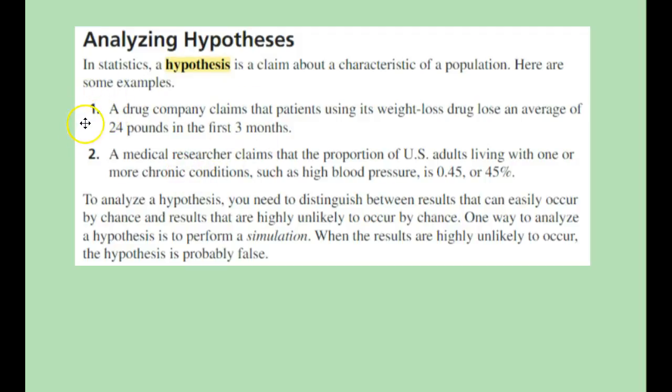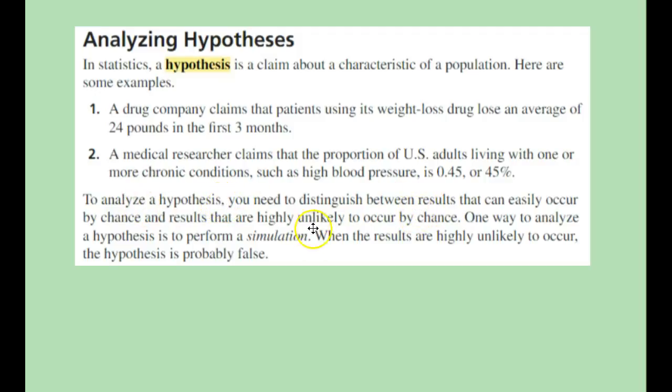Here's one hypothesis. A drug company claims that patients using its weight loss drug lose an average of 24 pounds in the first 3 months. So they're dealing with a population of people that take the drug, and they're giving you a claim. For our second example, a medical researcher claims that the proportion of U.S. adults living with one or more chronic conditions, such as high blood pressure, is 45%. Again, we're looking at populations or samples, and a claim about those.